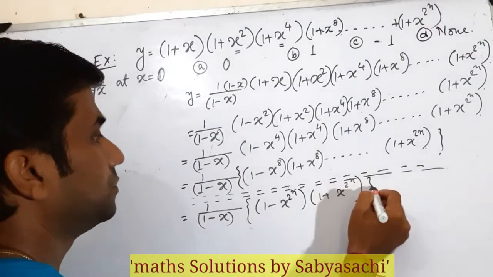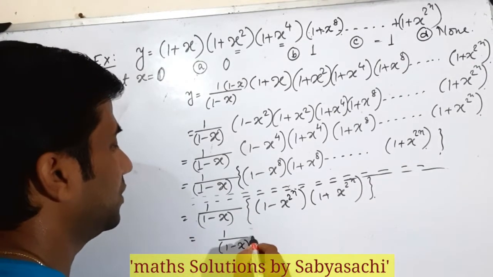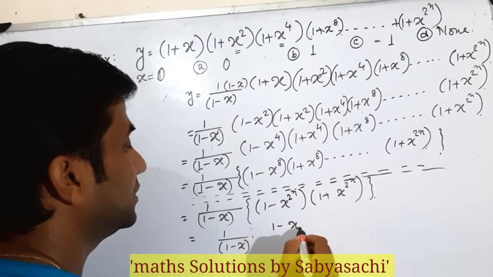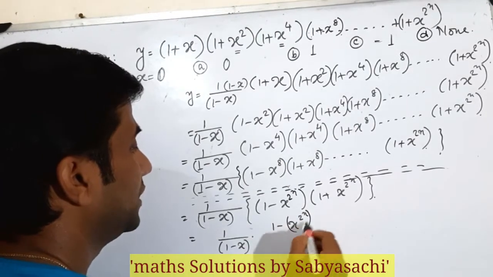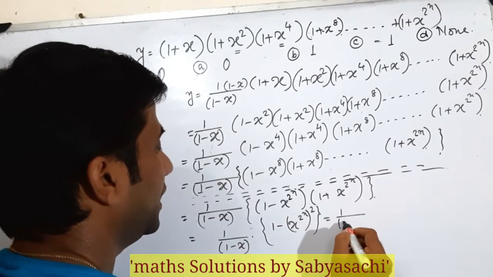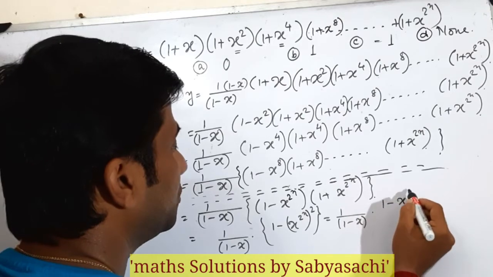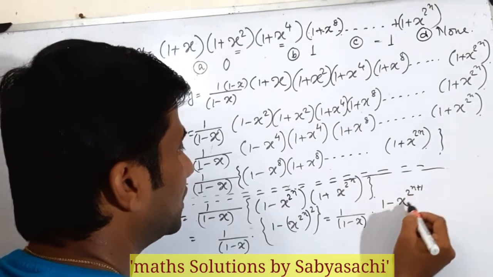and this is equal to 1 by 1 minus x into (1 minus x to the power 2 to the power n) the square. This is equal to 1 by 1 minus x into 1 minus x to the power 2 to the power n plus 1.